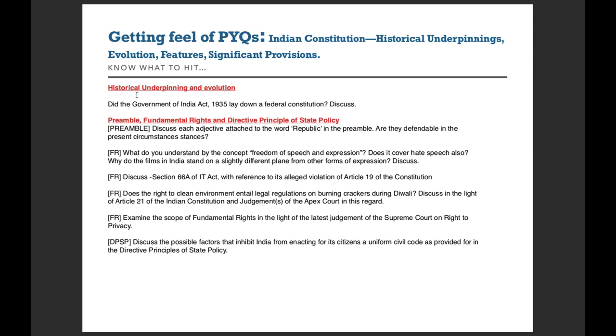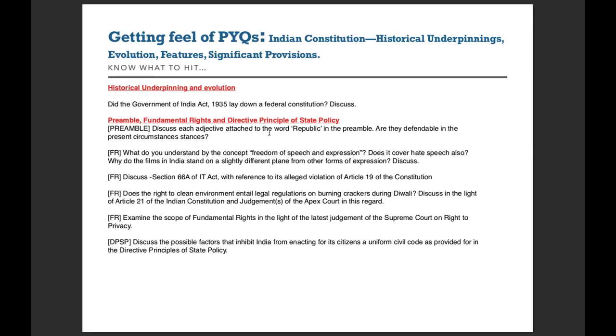So for the first topic, historical underpinning and evolution, I will cover it. And one question has been asked, like how the Government of India Act has played a role in laying down the federal constitution. Like this is one topic. Then secondly, there are topics on the preamble, fundamental rights, and the directive principles of state policy.